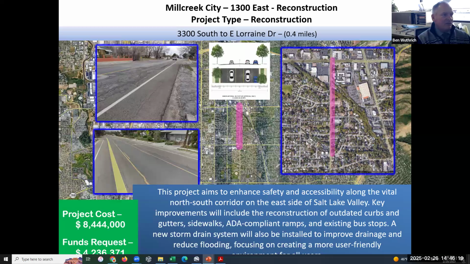The next project is a request from Millcreek City. This is on 1300 East. This will reconstruct this facility, addressing curb, gutter, sidewalk cross section as well as storm drain. And there's a culvert that needs to be addressed. This is between 3300 South and East Lorraine Drive, just under a half mile in length. Estimated project cost is $8.4+ million. And the request is for $4.2+ million.